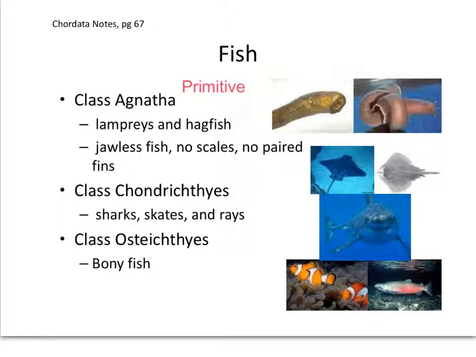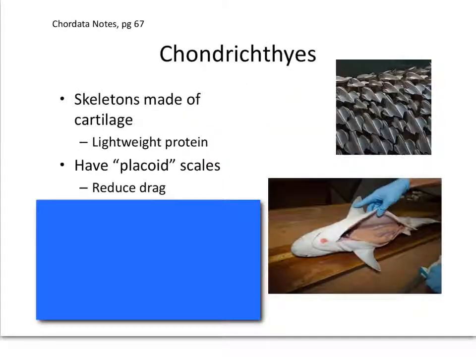And then we have class Chondrichthyes, which are sharks, skates, and rays. These guys have a skeleton made out of cartilage. And then Osteichthyes, which are your bony fish. So ichthyes is Greek for fish. Chondra means cartilage. Oste means bone. Think of osteoporosis, a disease of your bones when your bones are too thin. So those are the 3 groups that we're going to be talking about in this unit. So we'll start off with the Chondrichthyes.